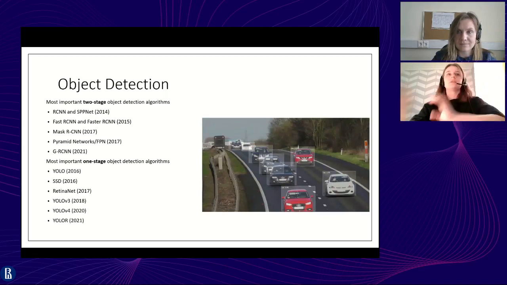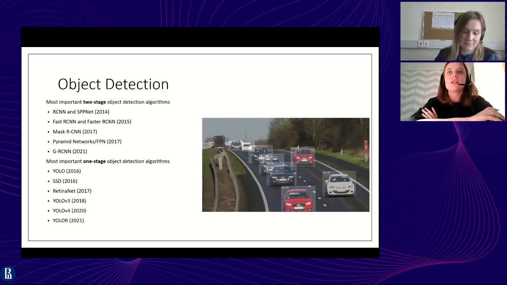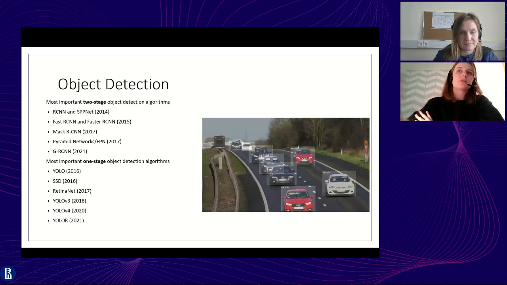Next point. This is another example of object detection. We have to find the cars in the picture, and you can see the bounding boxes and the confidence levels that a car exists in that bounding box. And also here is the list of the main two-stage and one-stage object detection methods and algorithms.